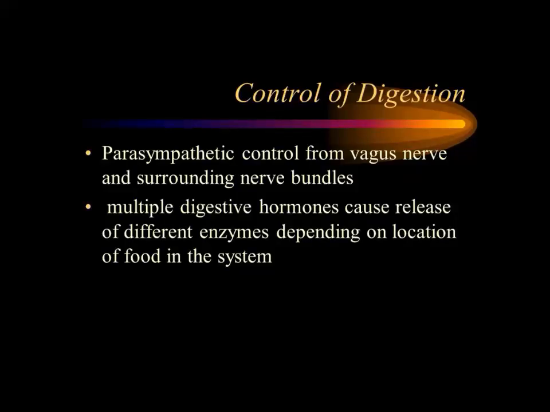Digestion is pretty much the parasympathetic system. This is your rest and digest. Remember that? It's predominantly coming from the vagus nerve down. There are also multiple other hormones, pepsin, cytokines, and all that stuff that help with the motility system. I'm really not going to talk much about that.